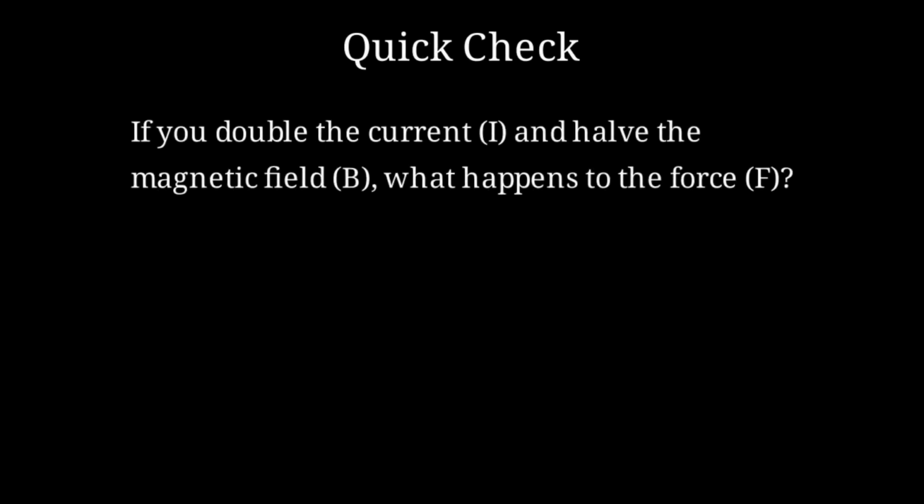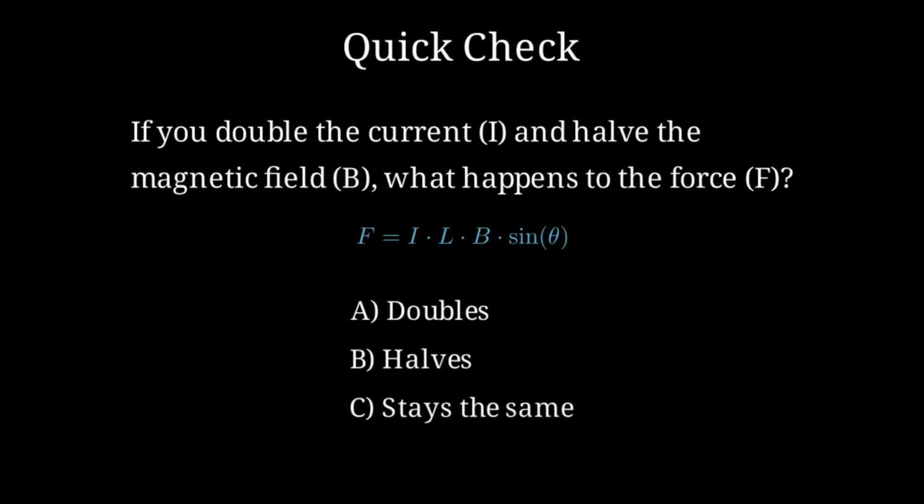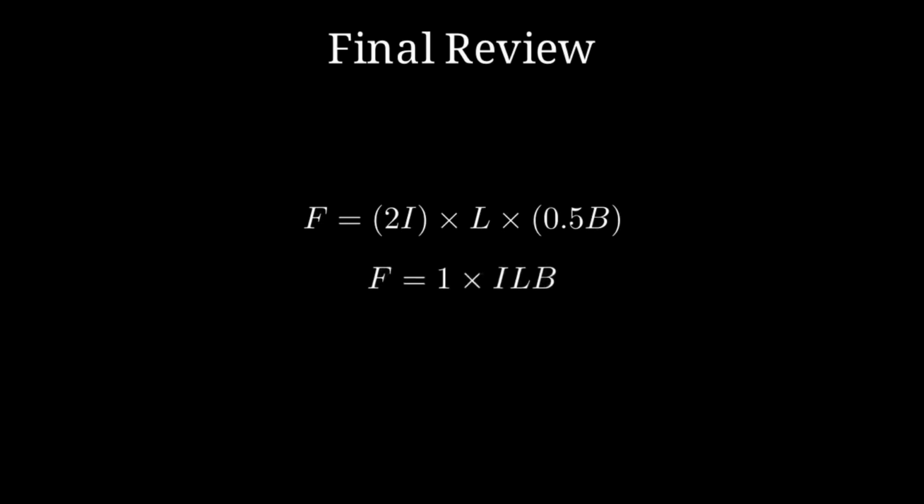If you double the current flowing through the wire but simultaneously cut the magnetic field strength in half, what happens to the total force acting on the wire? Think about the formula. Since the force is proportional to both current and field strength, doubling one and halving the other cancels out, leaving the force unchanged.